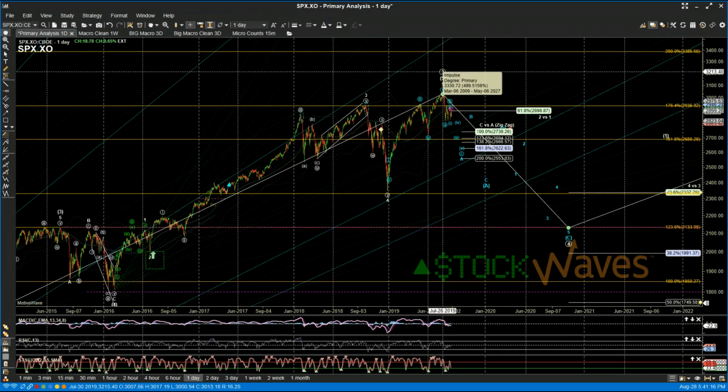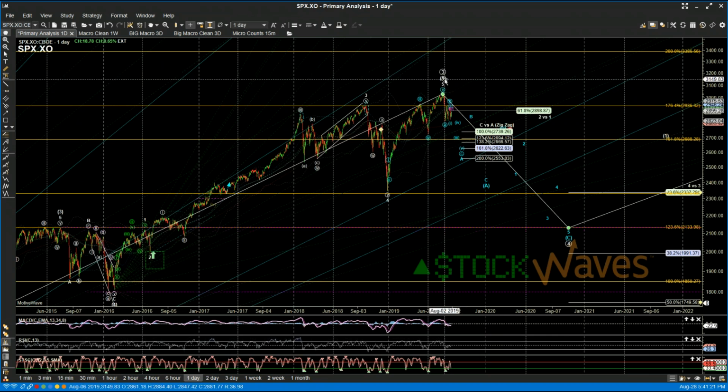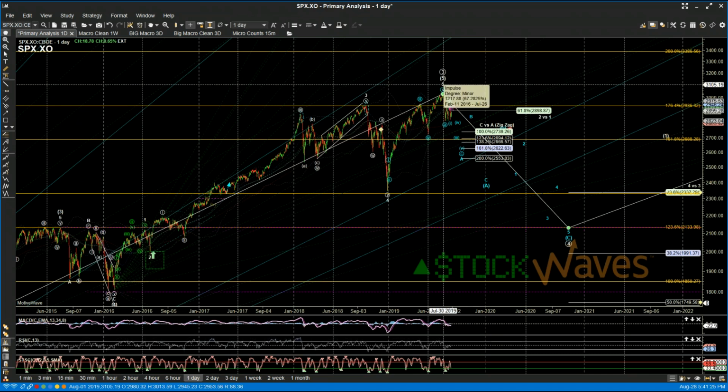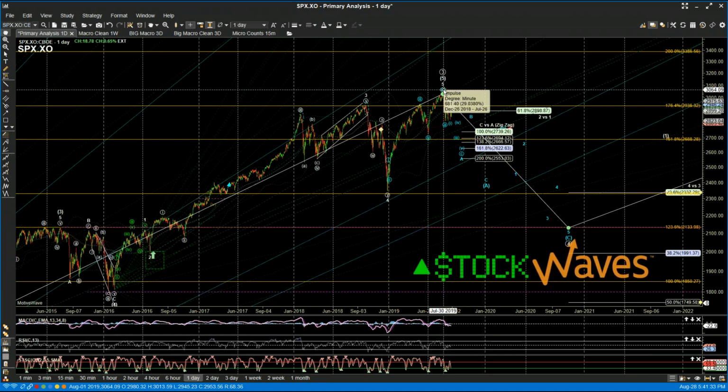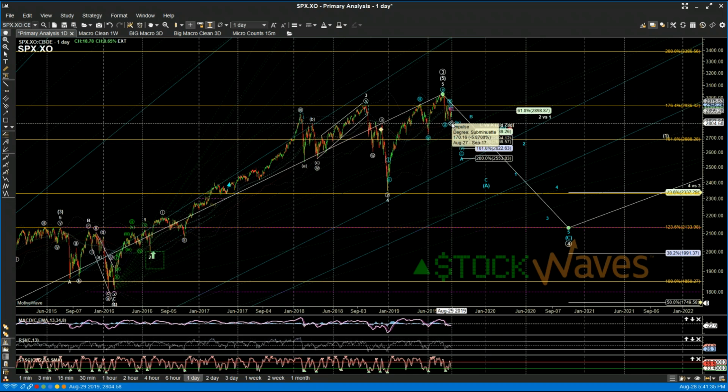But a circle Arabic numeral is primary degree, parentheses Arabic numeral is an intermediate degree, an Arabic numeral by itself is minor degree, and then inside that, minute is going to be a lowercase Roman numeral with a circle, and then inside that, minuette is going to be parentheses lowercase Roman numeral, and then inside that, the subminuette is going to be just the lowercase Roman numeral without anything.